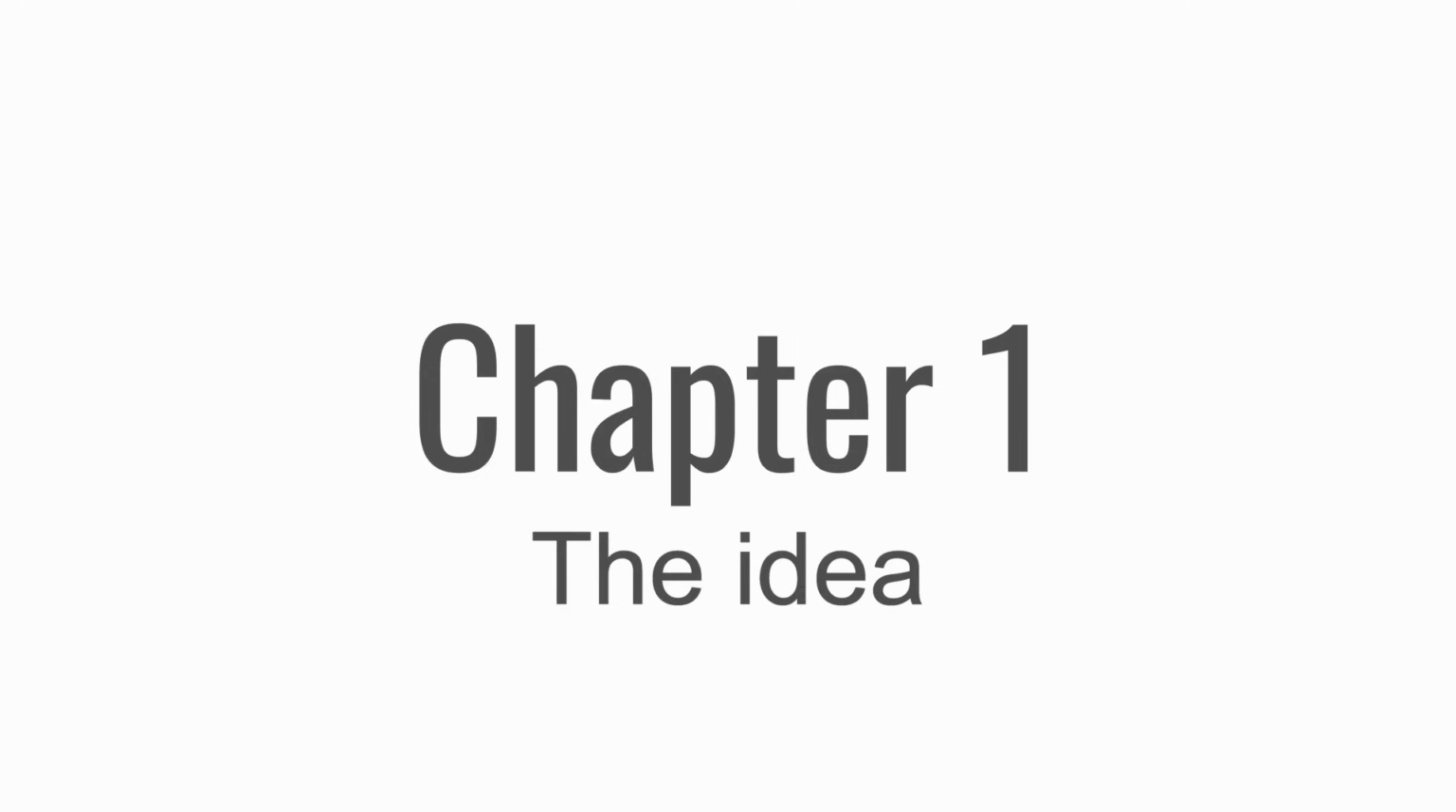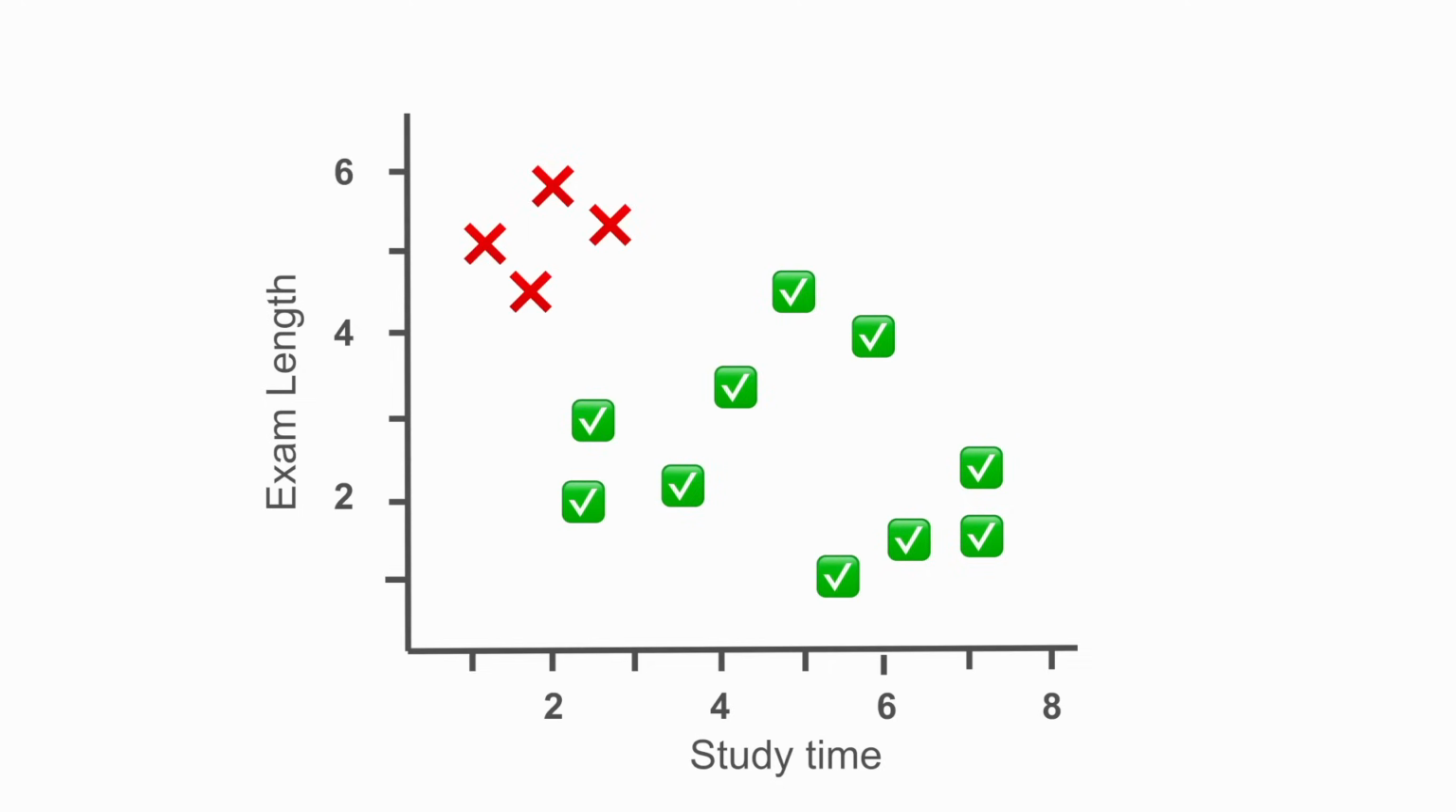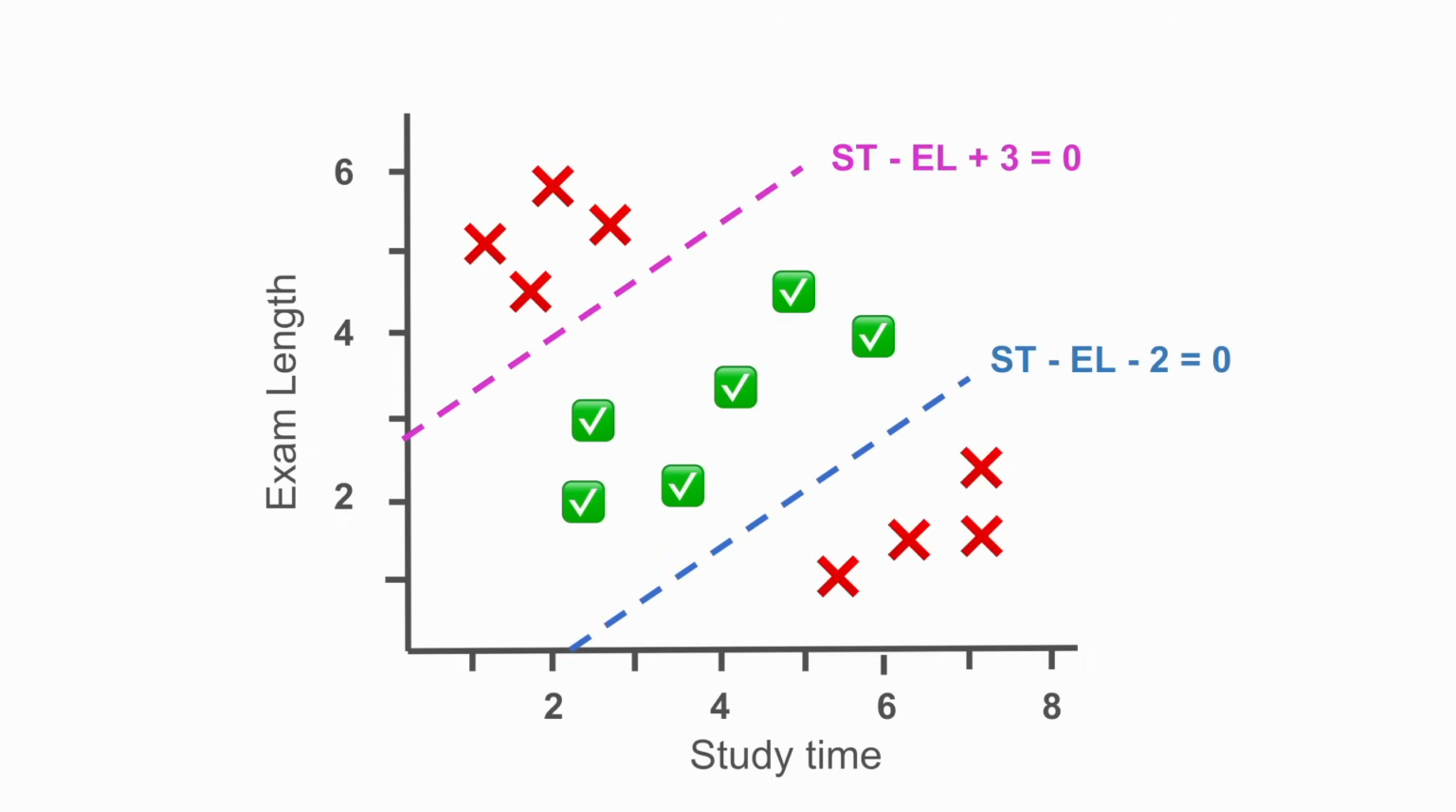Chapter 1. The idea. Let's keep going with our dataset of students passing or failing an exam. But with a twist, students in the bottom right actually failed the exam. In this case, there is no line that can distinguish students that passed from those that failed. But maybe we could use two lines. So we're looking for a way to use two logistic regression models to solve this task.